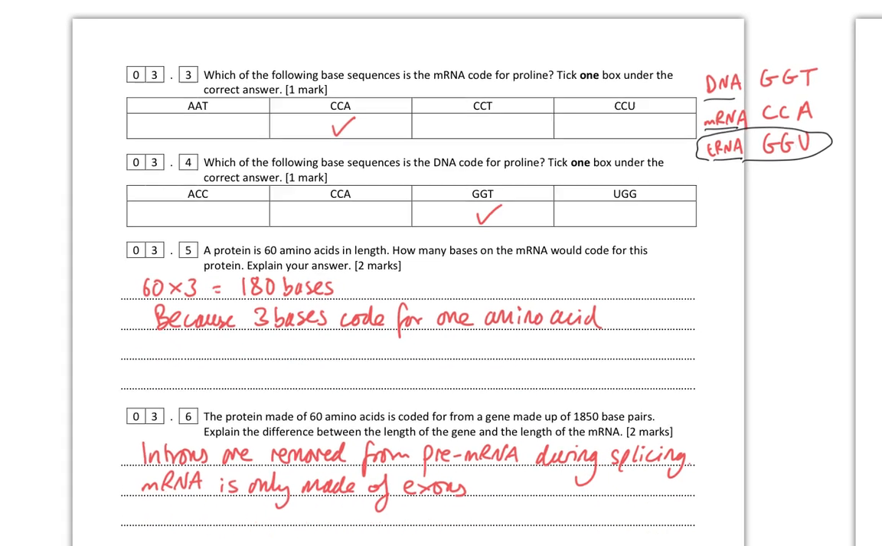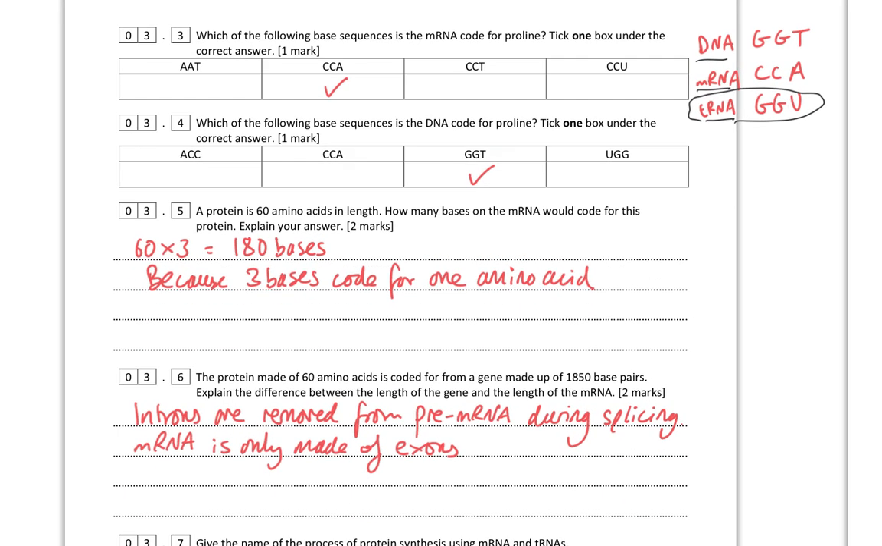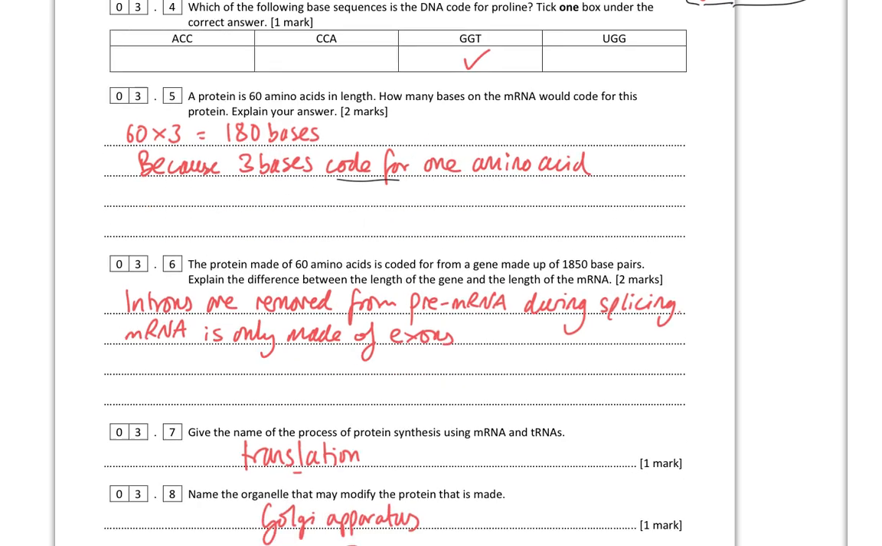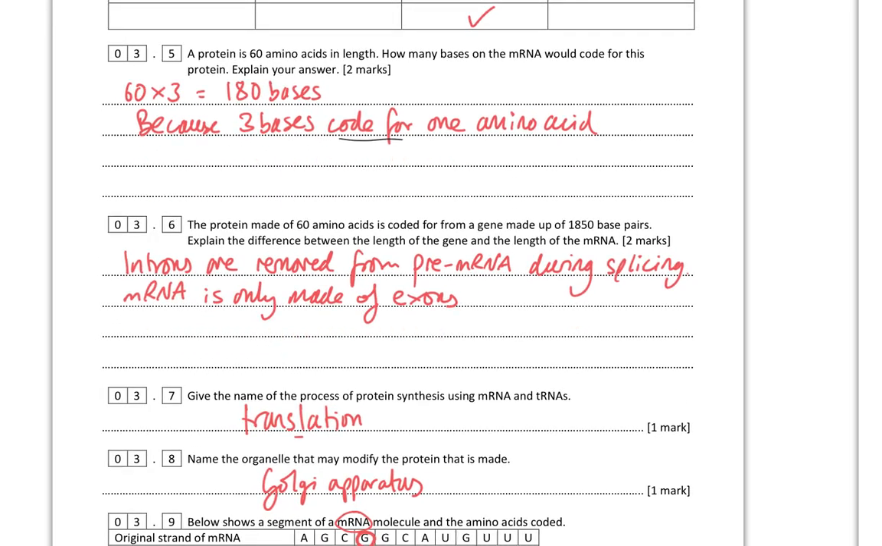Classic 3.5, just multiply by 3. 3 bases code for, it can't be become or are, they code for an amino acid. It's a really common misconception where people think that bases are amino acids. They are not. 3.6 is just knowledge. Explain, again, tells me it's knowledge.